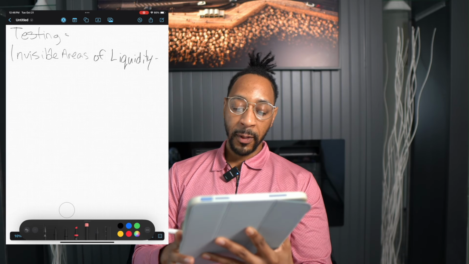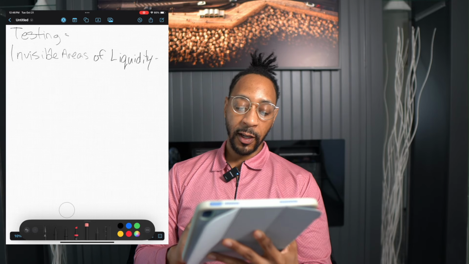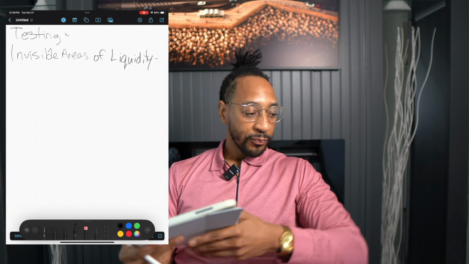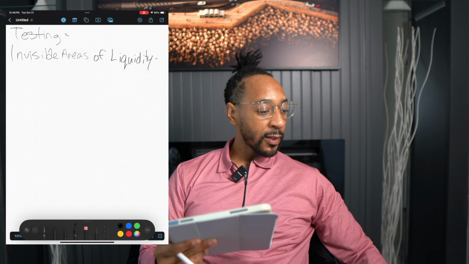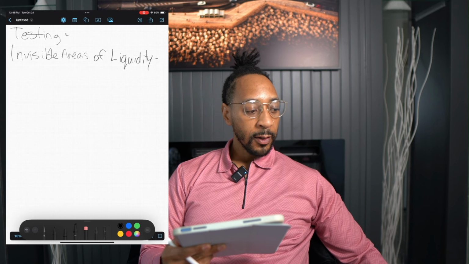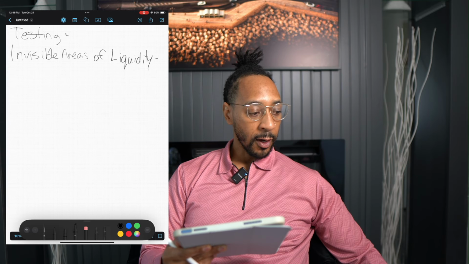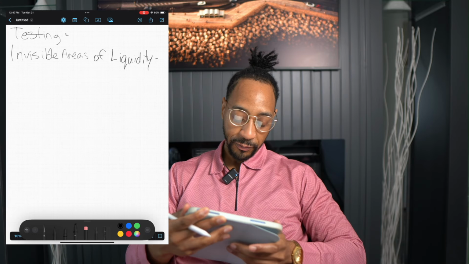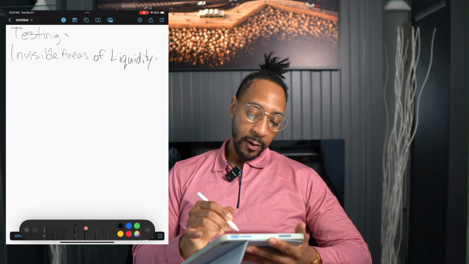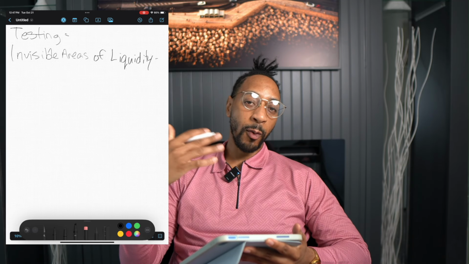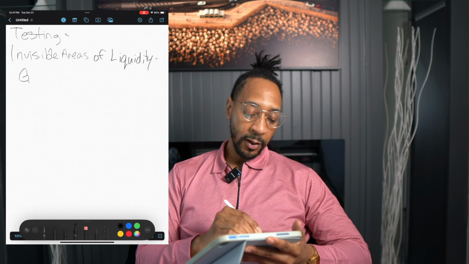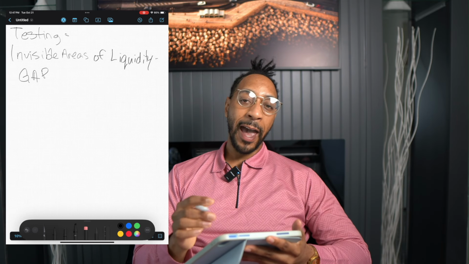All right. The next part is going to be your invisible areas of liquidity. Now, when I say invisible areas of liquidity, what this usually entails is some sort of gaps. Now, when we have gaps, you have different types of gaps. You have gaps from overnight, or you have fair value gaps. But at the end of the day, you have gaps, okay?